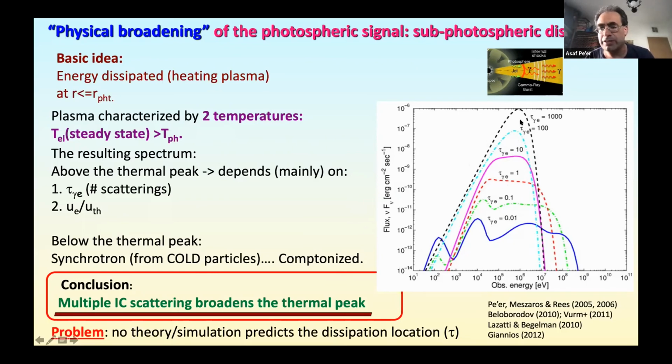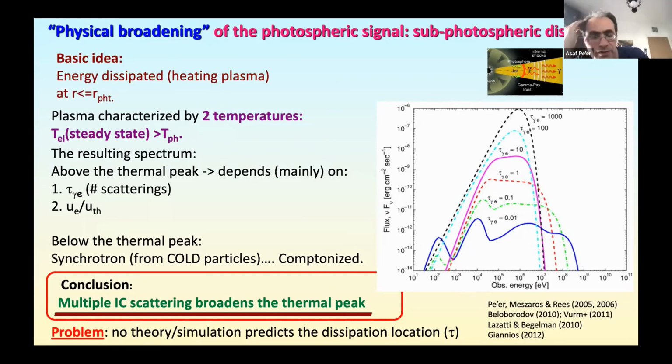At the end of the day, it broadens the thermal peak. And if you go to extremely high optical depth, namely you're assuming that the dissipation occurs very deep in the flow, then you end up rethermalizing your particles again, now with a new temperature because you give them some temperature.